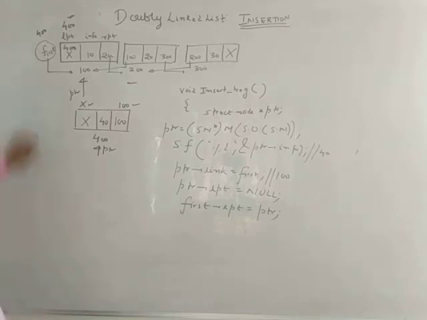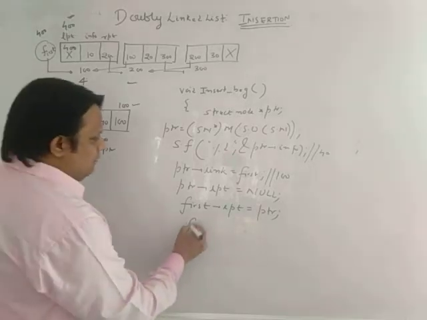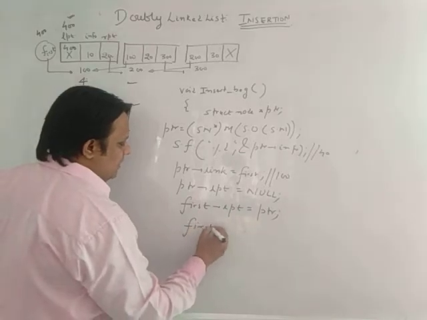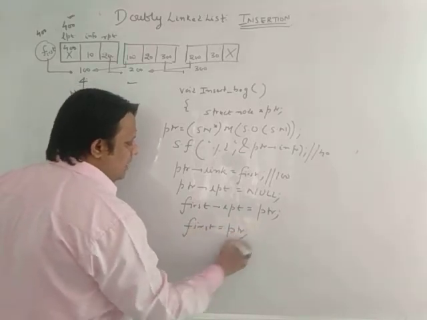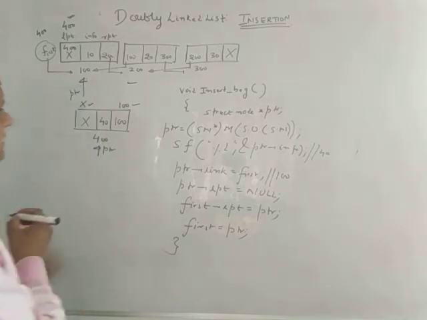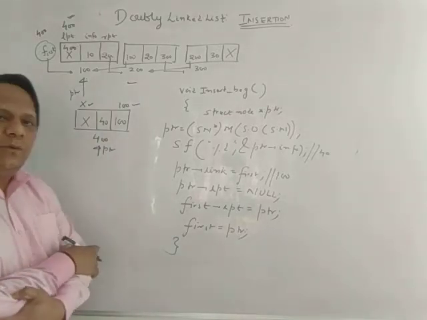Now after this, three changes are completed. Now you want your first pointer to point to the first node. Since this is your first node, you want first to point to 400. 400 is your PTR. So you will write first is equal to PTR, and that's it. Fine, I hope it's clear.